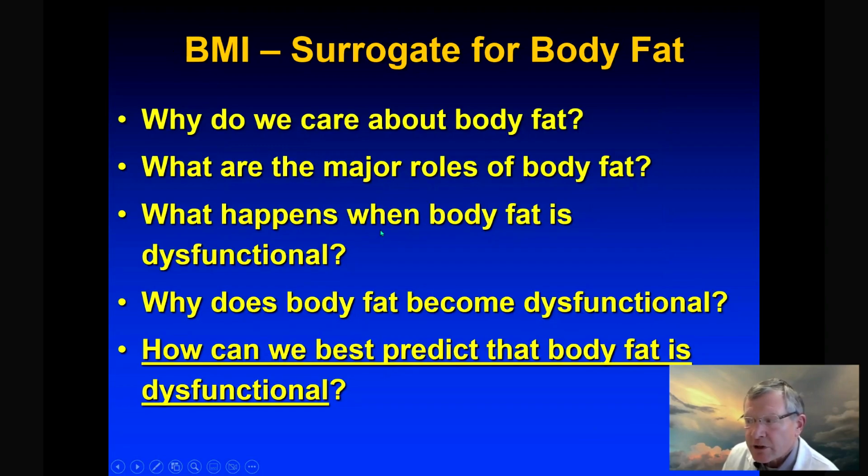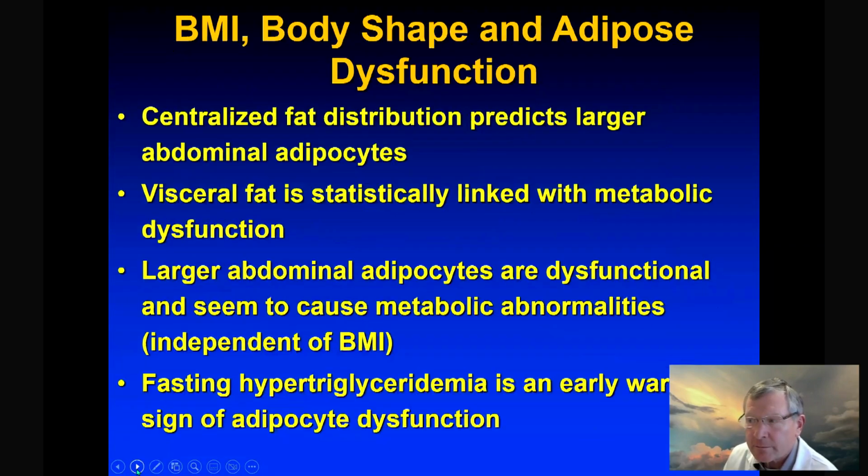So how can we best predict that body fat is dysfunctional? I've already mentioned that a centralized fat distribution predicts larger abdominal fat cells. If you can measure visceral fat, it's even better statistically linked with metabolic dysfunction. This may be because the larger abdominal adipocytes that are dysfunctional and seem to be the cause of a lot of these metabolic abnormalities are associated with more visceral fat. And this is independent of body mass index. And finally, I'll note that fasting hypertriglyceridemia seems to be an early warning sign of adipocyte dysfunction and its ability to regulate energy metabolism.